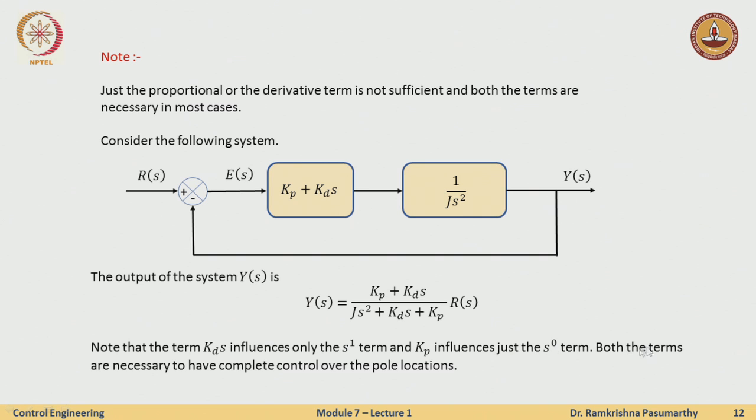But then, to have control over the closed loop pole locations, I need two things, right. So, the standard form was omega n square over s square plus 2 zeta omega n s plus omega n square, and this omega n together with zeta characterize the complete behavior of the closed loop system, right. So, therefore, here both these terms Kp and Kd are necessary to have complete control over the closed loop poles.